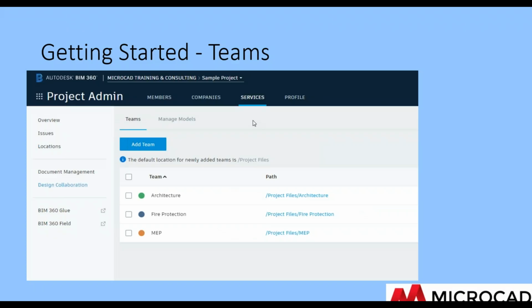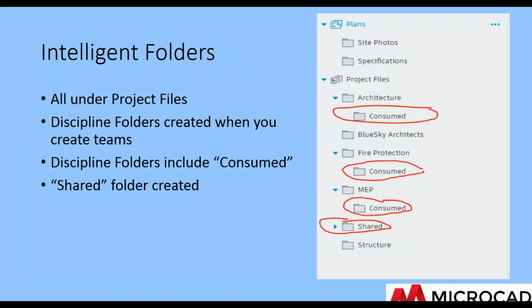In a collaborative environment, users are grouped as a team. Usually a team would consist of the people working in a discipline, but isn't always limited to that. Here we have created 3 teams for architecture, fire protection, and MEP. As we create the teams, we can assign individuals. Note that as you create teams, BIM 360 will automatically create folders under the project files folder for the team. This is the home location the members of the team will use to store their designs. As well as creating the folders for the teams, it creates a subfolder named Consumed in each discipline folder.